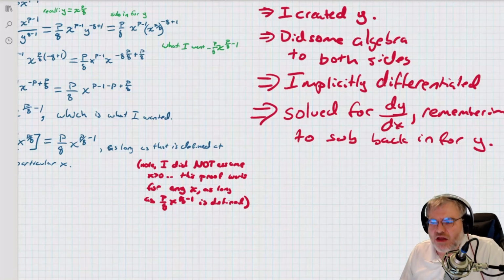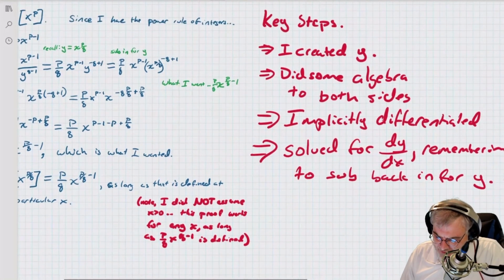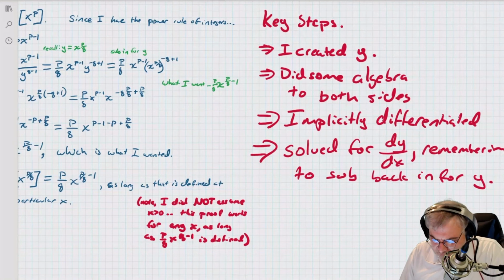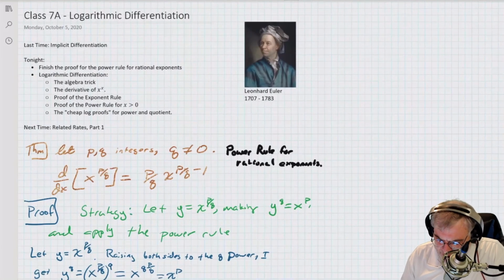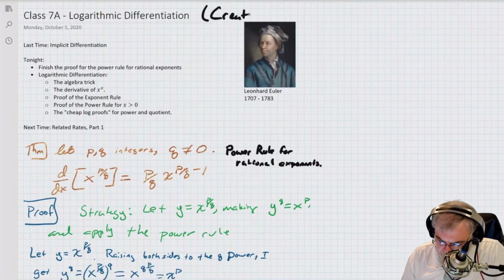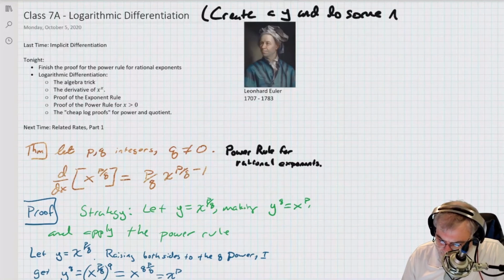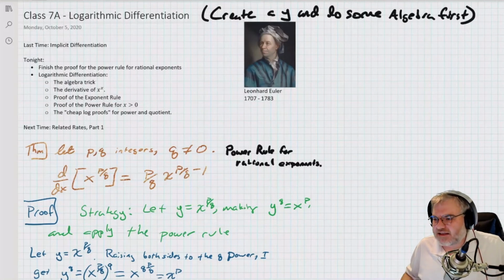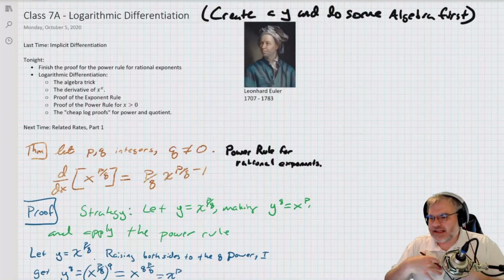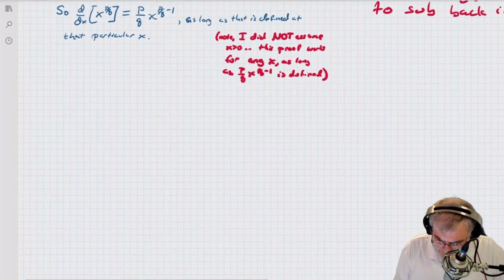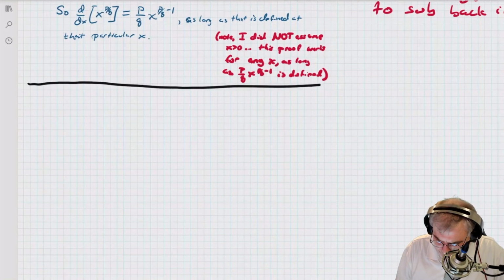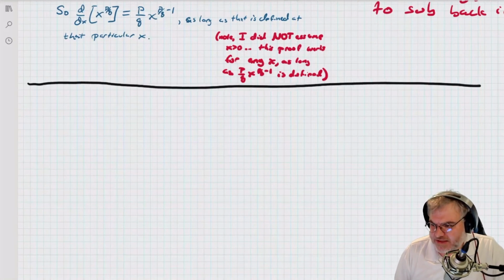The basic trick is not logarithmic differentiation. The basic trick is create a y and do some algebra. In fact, I actually want to change the name of this thing here, right? I don't want to do this. I want to do create a y and do some algebra. That's really the key idea. I make a y, and then I do some algebra. All right, so let's look at the algebra we want to use. This is the big algebra trick for this thing.